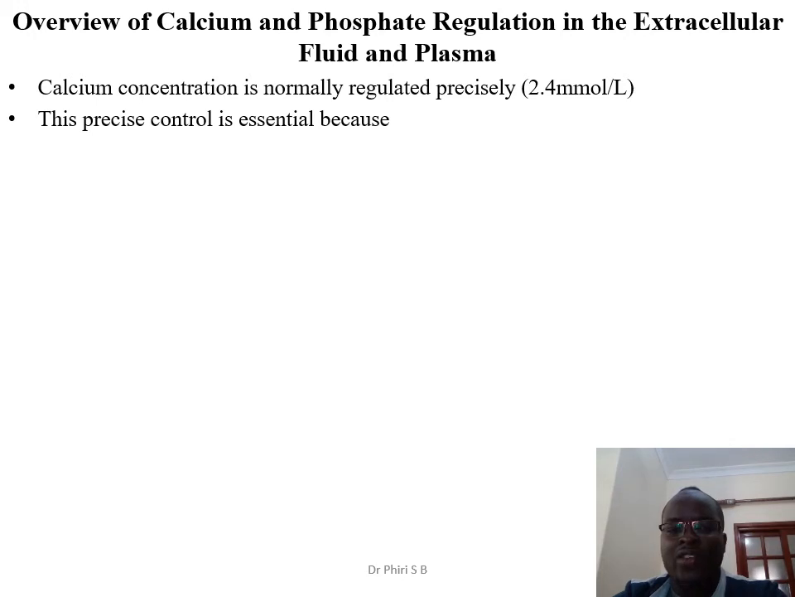So there are reasons why we need a precise control of calcium concentration, because calcium has got a lot of functions. You know, to say calcium is needed for muscle contraction, be it smooth muscle, cardiac muscle, and skeletal muscles. We need the calcium to go and bind to calmodulin or troponin C for you to have smooth muscle and skeletal or cardiac muscle contraction, respectively.